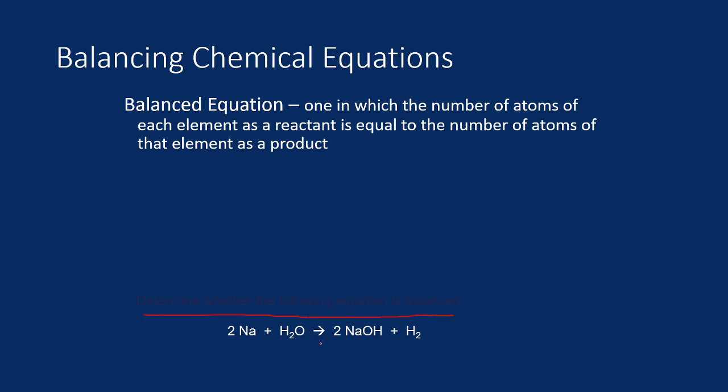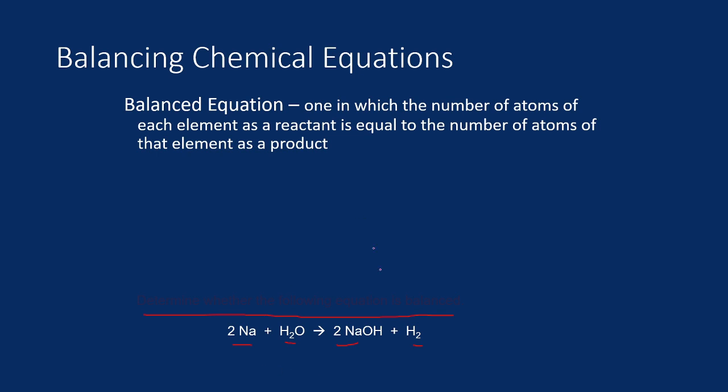So next, determine whether the following equation is balanced: 2Na plus H2O gives you 2NaOH plus H2. As you can see here, 2Na, two atoms of Na, plus 2Na here, so sodium is balanced. H2 here and H2 here. But in 2NaOH, as I told in the beginning, the coefficient of each compound multiplies with its elements.